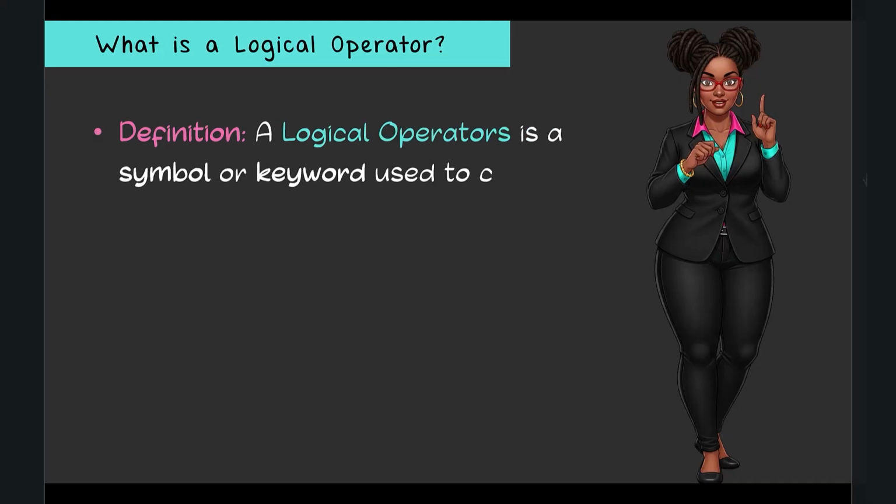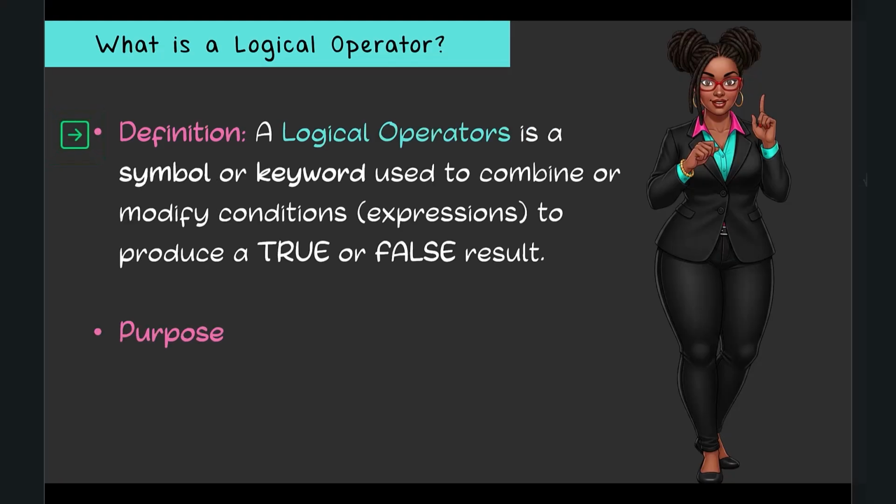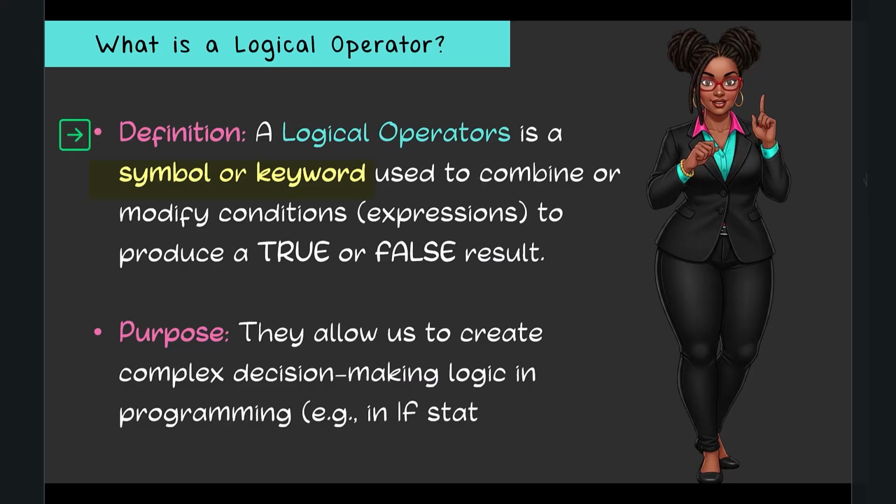So we could define logical operators as a symbol or keyword used to combine or modify conditions, Boolean expressions, to produce a true or false result. They allow us to create complex decision-making logic in programming.